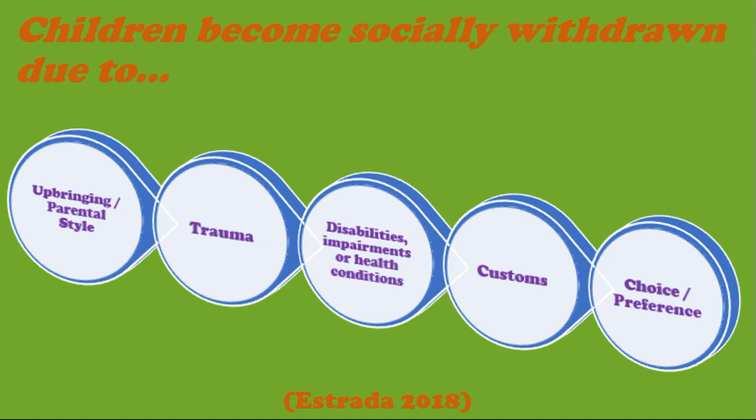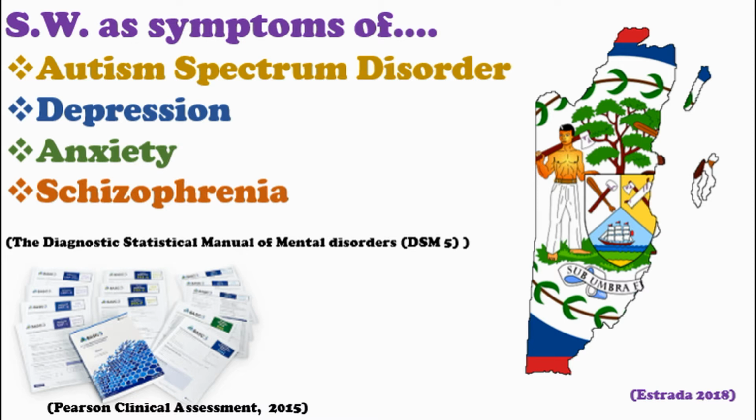As told by Colin Estrada, research suggests that there are many reasons, both negative and positive, why children end up being socially withdrawn. For instance, their upbringing and their parental styles. Maybe they have experienced some form of trauma. It could be the effects of impairments, disabilities, or some health conditions. It could also be their customs, maybe culturally, or it could just be their choice. Most often, it is viewed as a symptom rather than a syndrome.